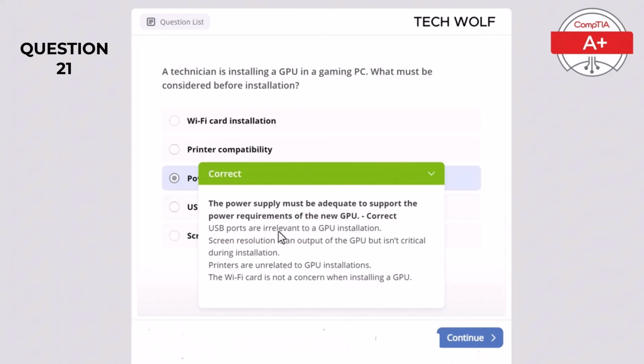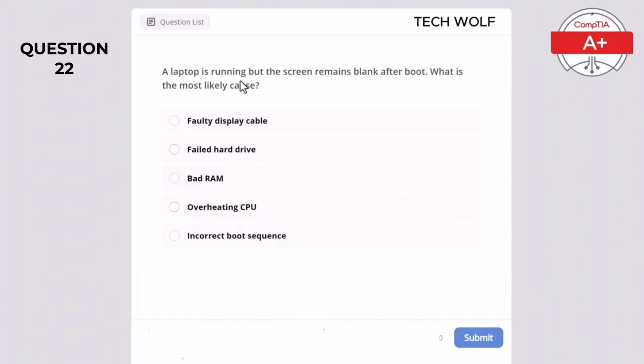USB ports are irrelevant to the GPU installation. Screen resolution is an output of the GPU but isn't critical during the installation. Printers are unrelated to the GPU installation, and the Wi-Fi card is not connected when installing a GPU. A laptop is running but the screen remains blank after boot. What is the most likely cause?